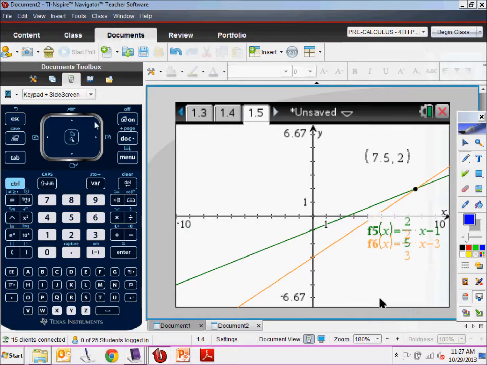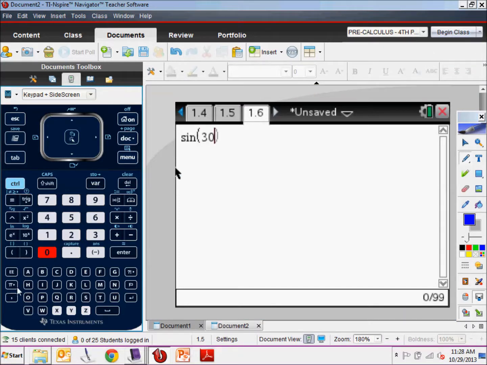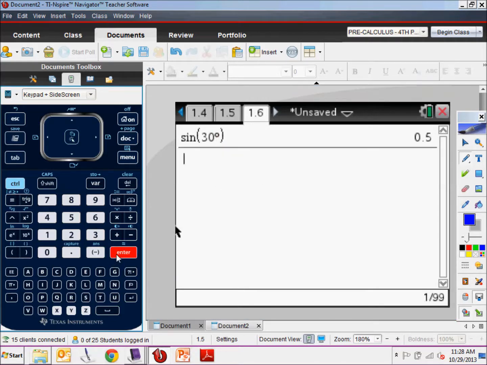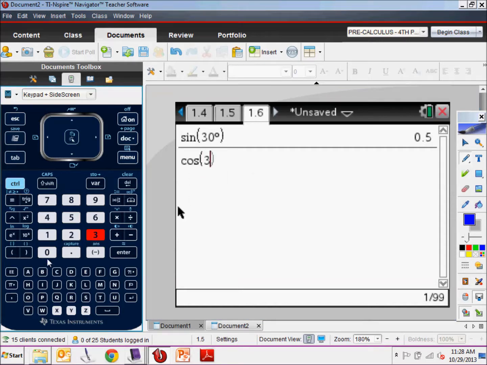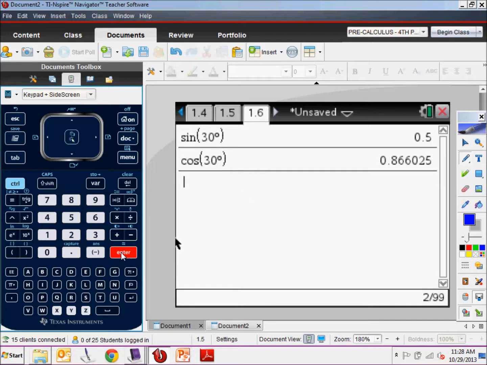I can simply plug in sine of 30. And what do I get? 1/2. I can plug in cosine of 30. And I'm going to get 0.866. To check if I'm right, I can plug in square root of 3 divided by 2. What is the decimal value of that?